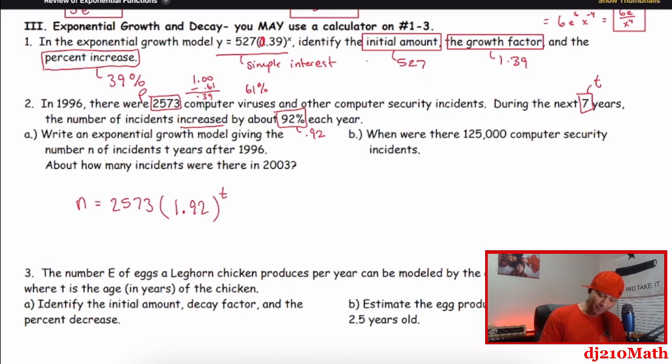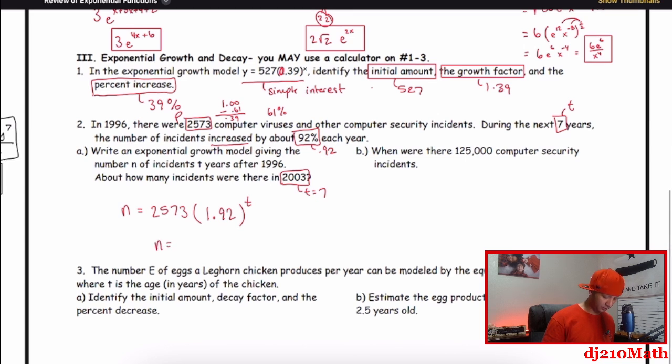So this is going to be 4, 5, 6, 7. 7 years after 96. So T is equal to 7. That's what that means. This means T equals 7. So this is going to be straight into the calculator, just T is 7. 2573, parentheses 1.92, caret 7. Caret's the exponent symbol, by the way. All right, so N, when T is 7, N is 24748.71823. So you can't have 0.71823 of a virus, right?